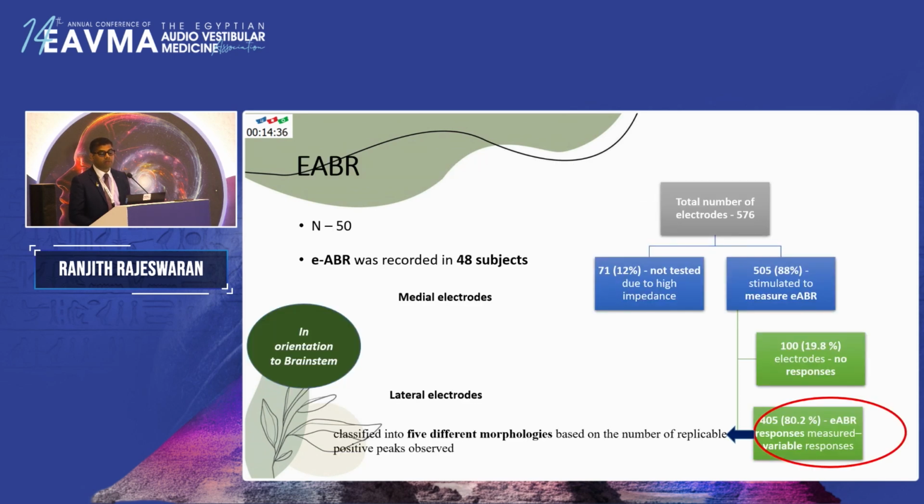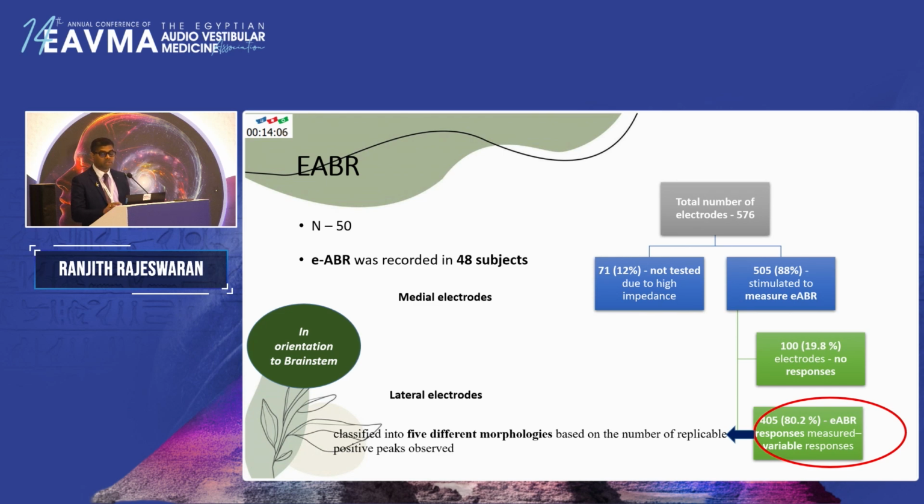Now, looking at the electrophysiological data, we recorded EABRs in all the subjects, a total of 576 electrodes, out of which we could only get responses in 405 electrodes. Almost 12% of the electrodes could not be tested because of high impedance, and in almost 19% of the electrodes we did not get any response. So totally, out of 576 electrodes, we got response in 405 electrodes.